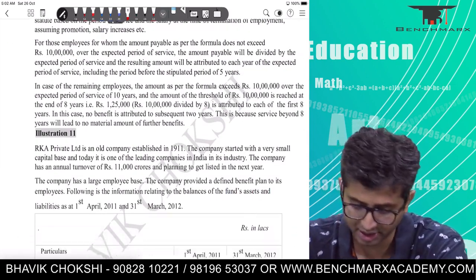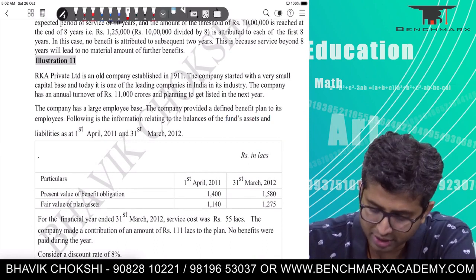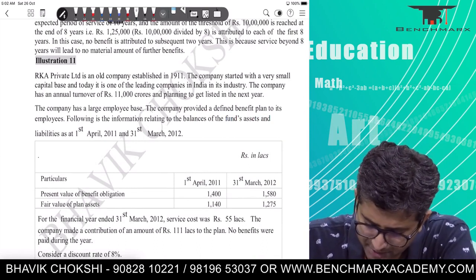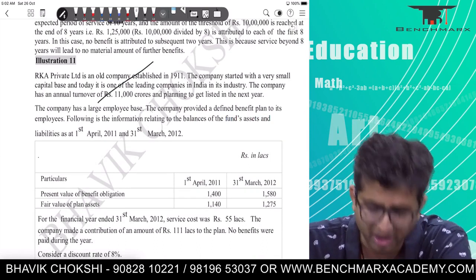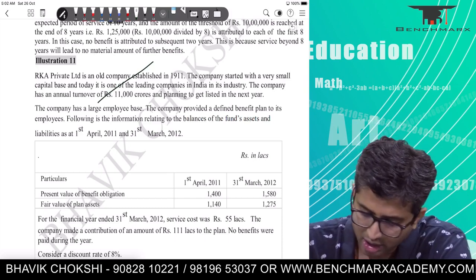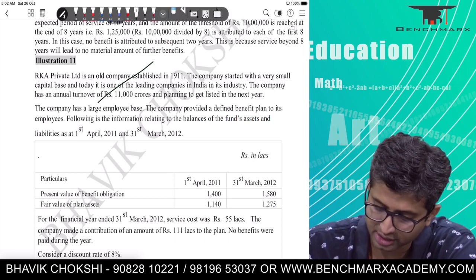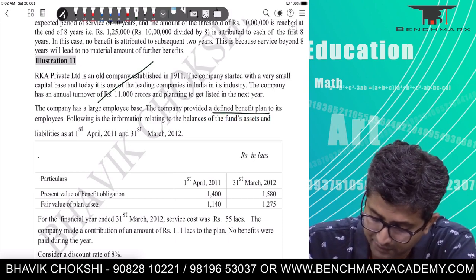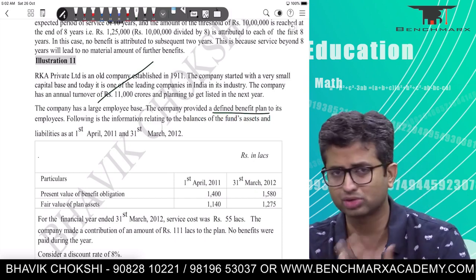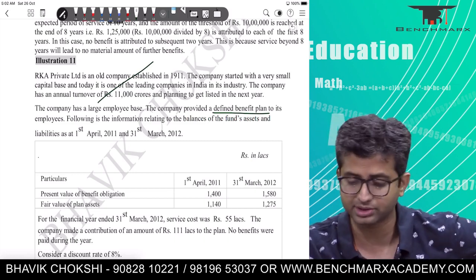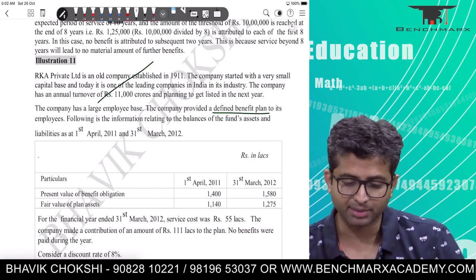Go to illustration number 11 then. ICAI Limited is one of the old companies. So the first paragraph over here is again an introductory paragraph. There's nothing much over here. The second paragraph says the company has a large employee base. The company provided a defined benefit plan. Okay, so the amount of contribution does not mean it's the expense. It's a defined benefit plan to its employees.